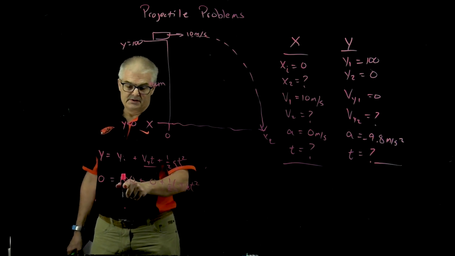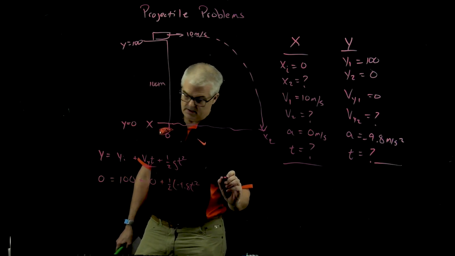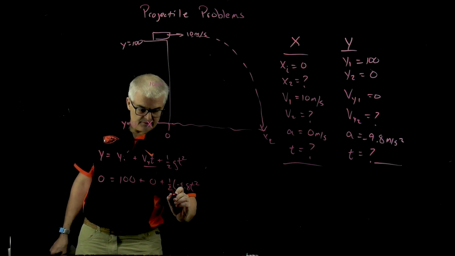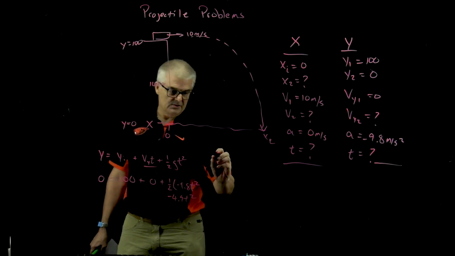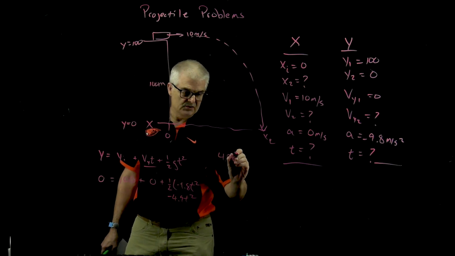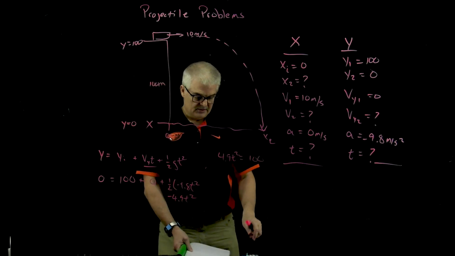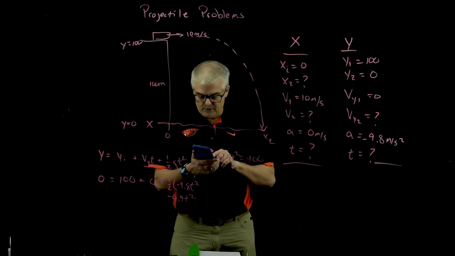So I'll simplify that. This becomes negative 4.9 t squared. If I add 4.9 t squared to the other side, I get 4.9 t squared equals 100. I've brought this over to this side. So I'm going to take my calculator and take 100 divided by 4.9.